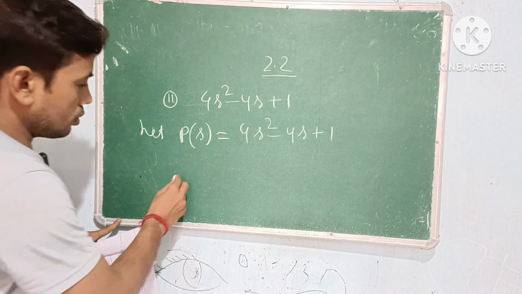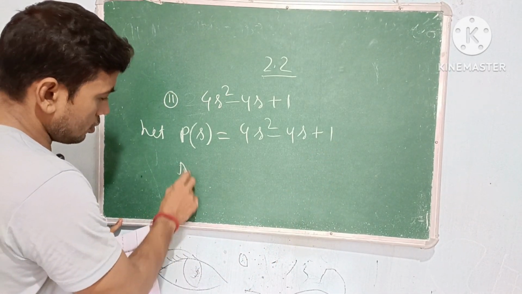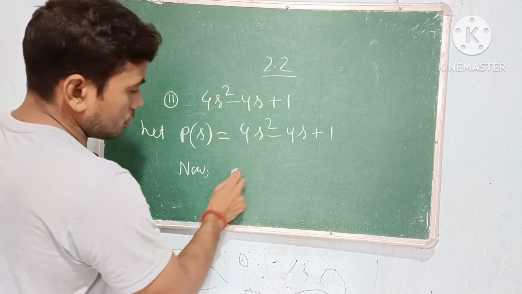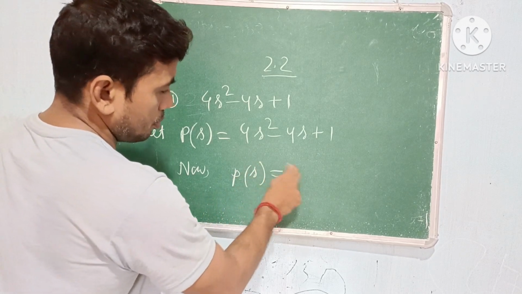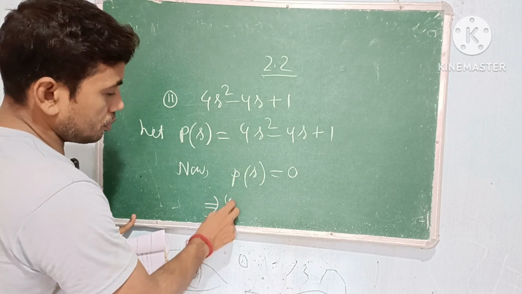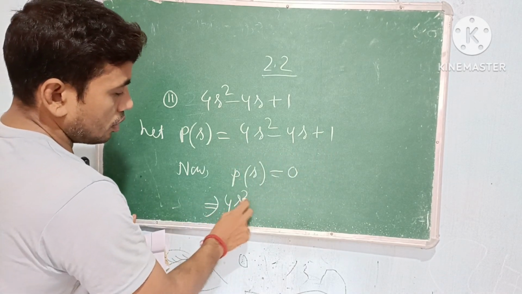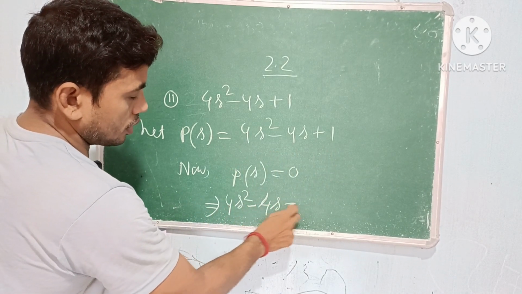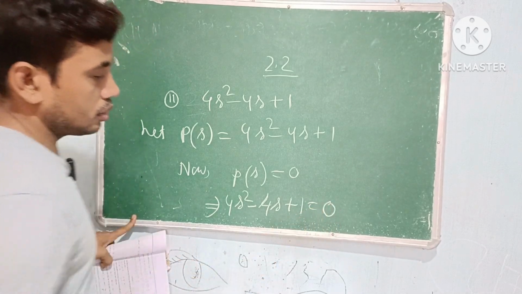Okay, so now p(s) is equal to 0. For zeros we equate the polynomial to 0. Okay, so p(s) is equal to 0. That means p(s) is equal to what? This 4s square minus 4s plus 1 is equal to 0.